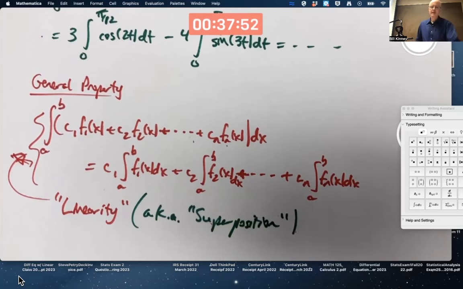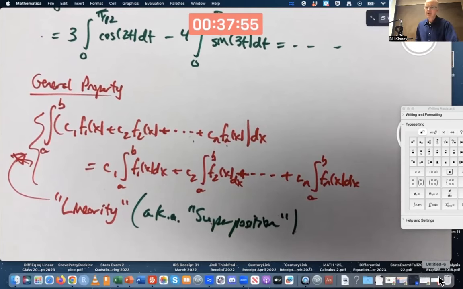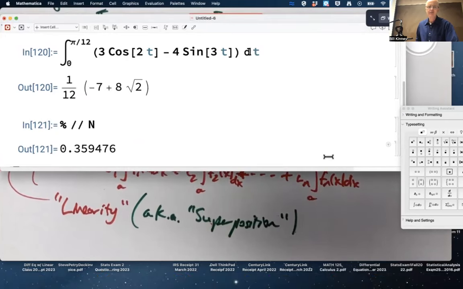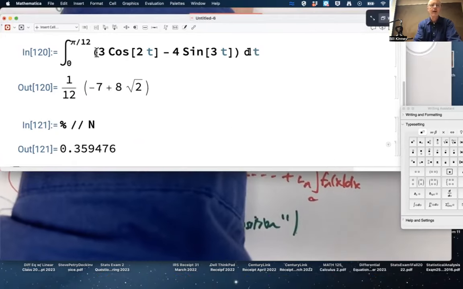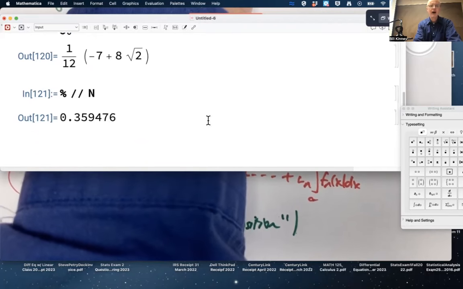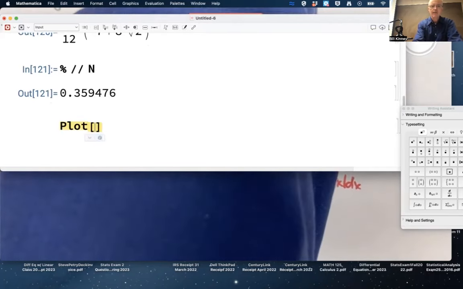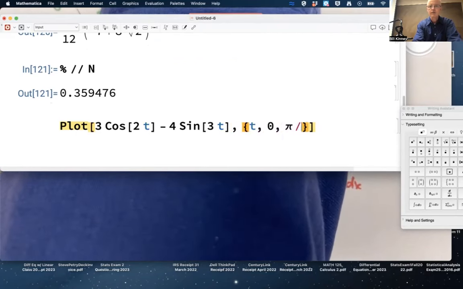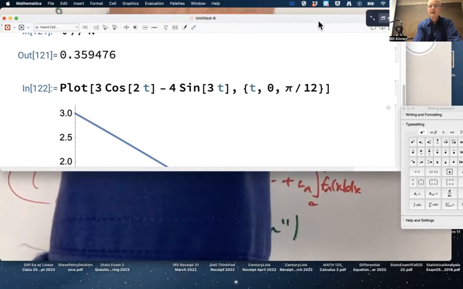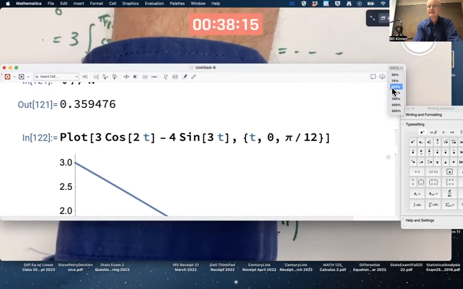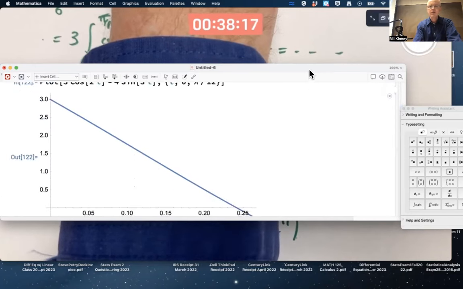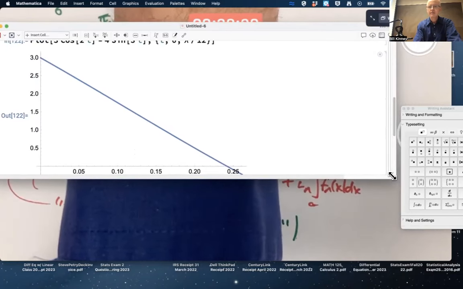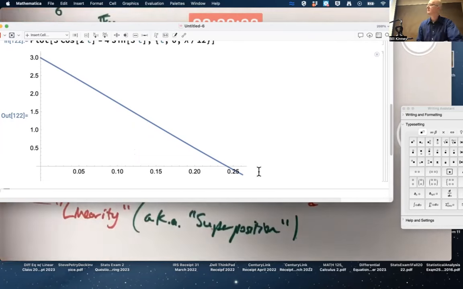Before we do substitution examples, let me also emphasize we can think about all this graphically. I could plot, for example, the net flow rate from 0 to pi over 12. It does happen to be the case that this graph just barely goes negative by the time we reach pi over 12. It looks pretty straight. It's not straight. Appearances are deceiving.